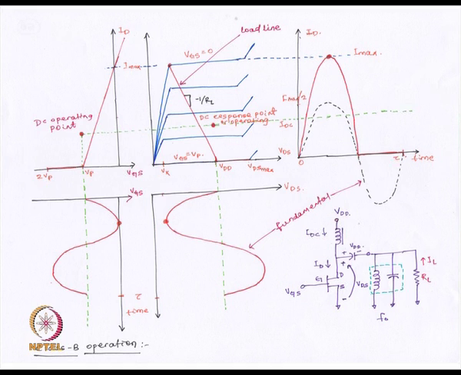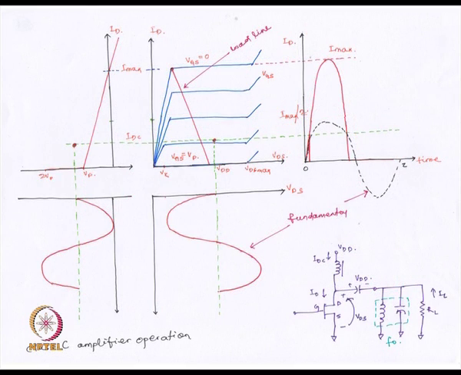VDS on the other hand continues to be a sinusoid. There is no change in my output voltage characteristics. My output current characteristics changes. Recall that this half cycle is missing from ID, but VDS continues to be a sinusoid just like before.